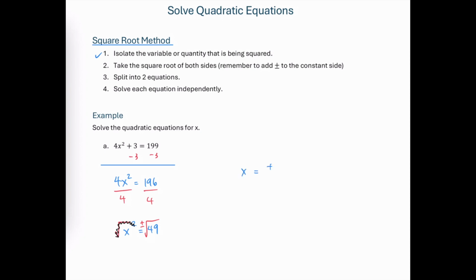And on the right-hand side, we have plus or minus 7, which of course means that x could be equal to positive 7 or x could be equal to negative 7. And both of these, when plugged back into the original, would make a true statement.